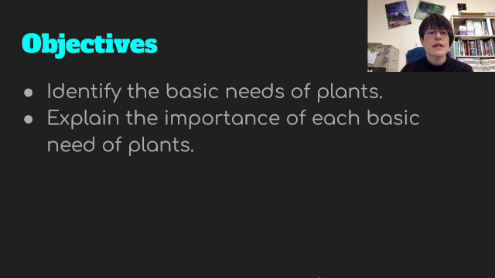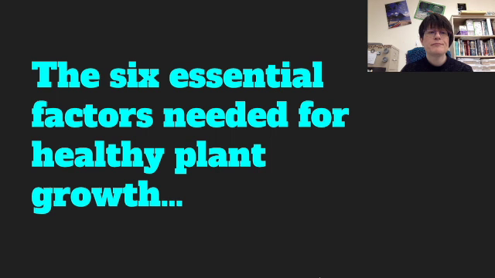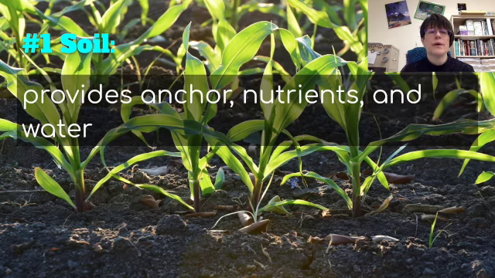Our objectives today will be to identify the basic needs of plants and to explain the importance of each basic need of plants. So the 6 essential factors needed for healthy plant growth are, and I'm sure you know most of these, and you probably know all of them, and I bet you can list a whole bunch just off the top of your head. But number 1 is soil.